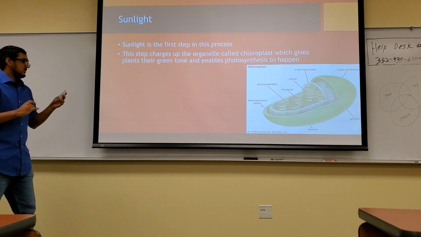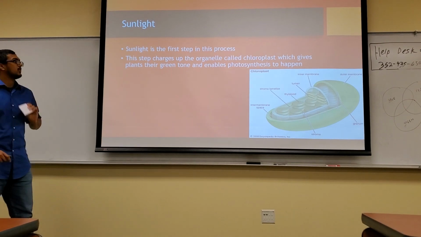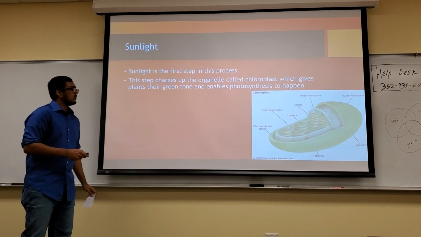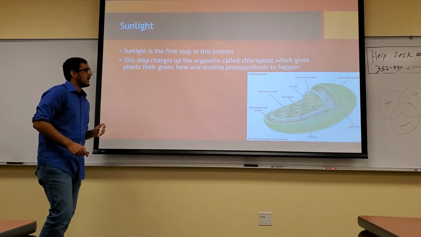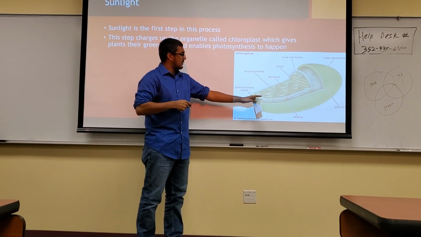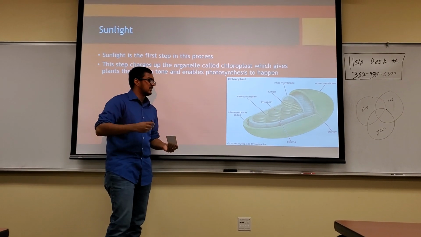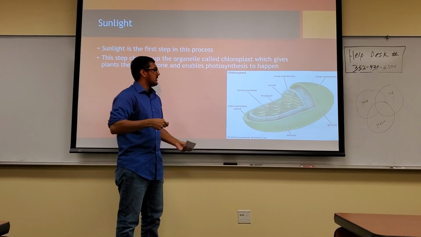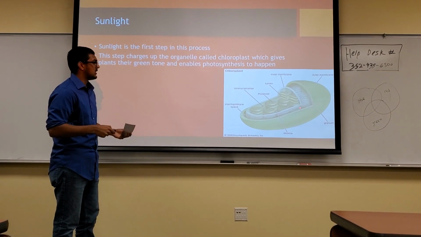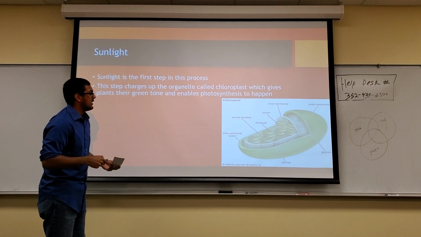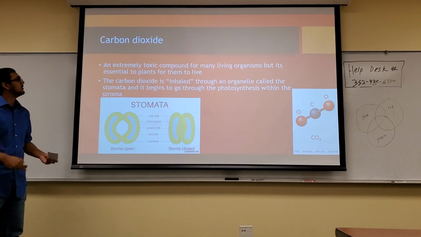Now, Compton, who provided me with this image right here, can show you that sunlight is the first step of this process. This step charges up the organelle called the chloroplast, which is right here, this entire organelle, which gives plants their green tone and enables photosynthesis to happen. Now, all these little cells right here, these are called thylakoids. Think of it like a car battery. The car battery has lead cells in it that charge up in order to produce energy. Same thing with these. You also got the stroma, which is a fluid that goes in between these, which basically conducts the energy. And you got the granum, outer membrane, inner membrane, and the stroma, which connects these two. And you got the inner cell membrane, which protects the plant from the inside.